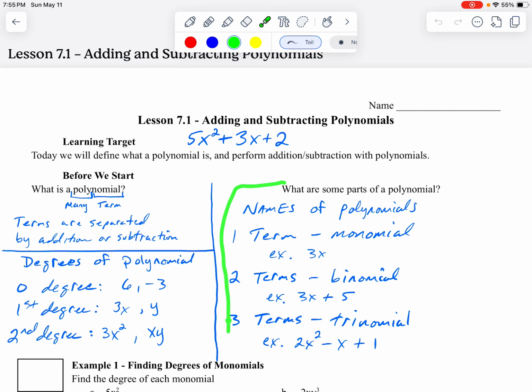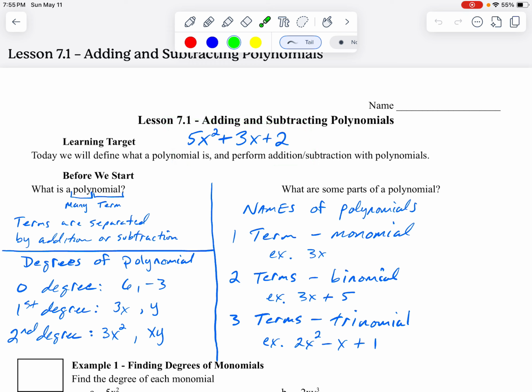And we actually have names for polynomials based on how many terms there are. If there is only one term, it is considered a monomial, mono being 1. An example would be just 3x. Binomial is 2, bi meaning 2, and that would be 3x plus 5. So I've got 2 things separated by addition. 3 terms is called a trinomial, similar to what we saw up above. So this up here is also a trinomial.